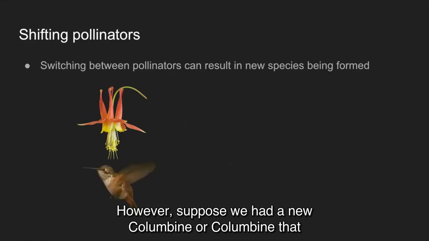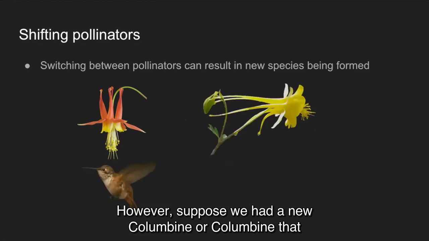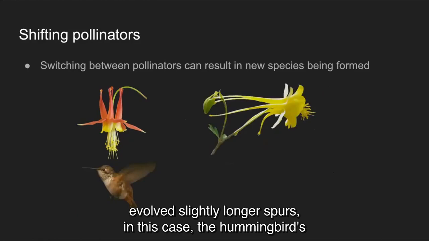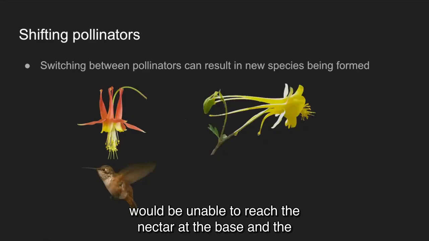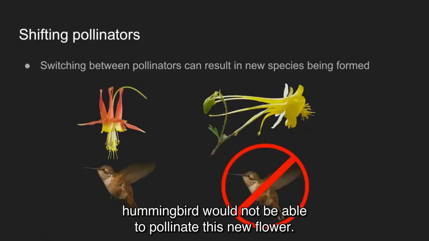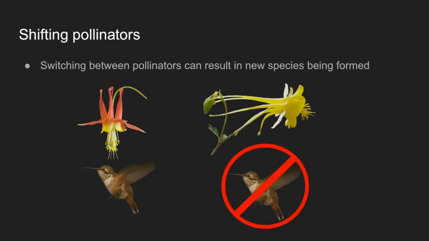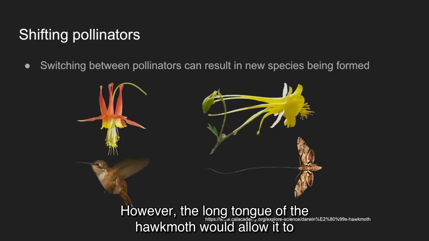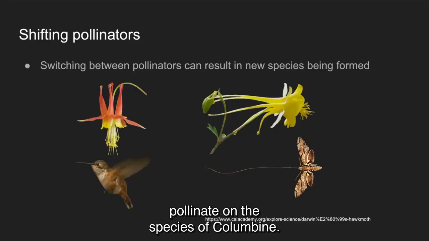However, suppose we had a new columbine, or a columbine that evolved slightly longer spurs. In this case, the hummingbird's beak would be unable to reach the nectar at the base, and the hummingbird would not be able to pollinate this new flower. However, the long tongue of a hawk moth would allow it to pollinate this species of columbine.